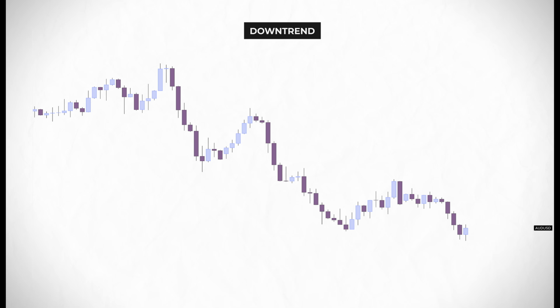Now, downtrends are literally the opposite of an uptrend. On the chart, this appears as a pattern of lower highs and lower lows. As for the downtrend, each new high is lower than the previous one, and each new low is also lower than the last. So this pattern signals that the sellers are taking control, driving prices downward.